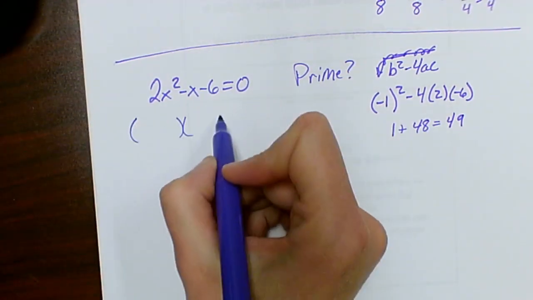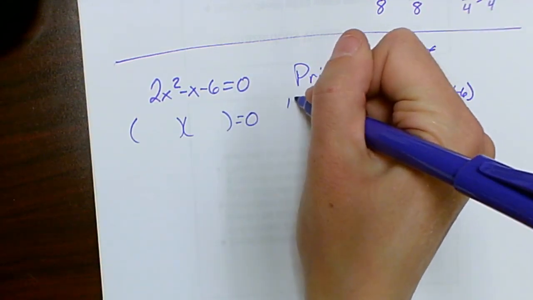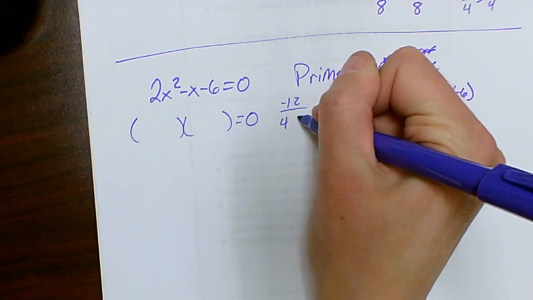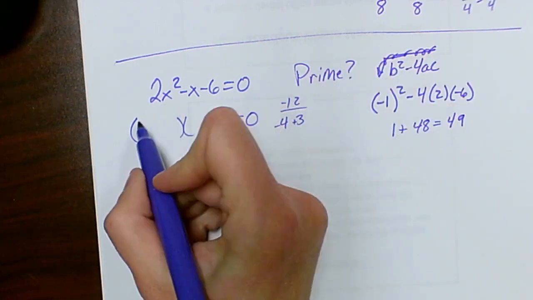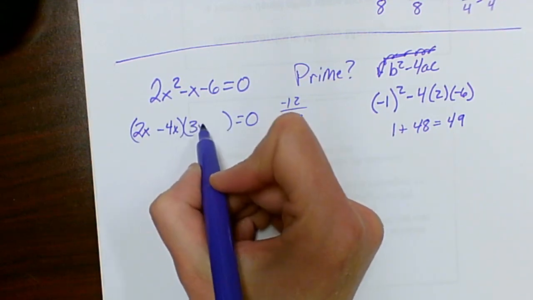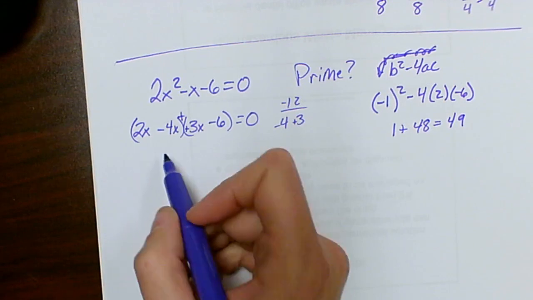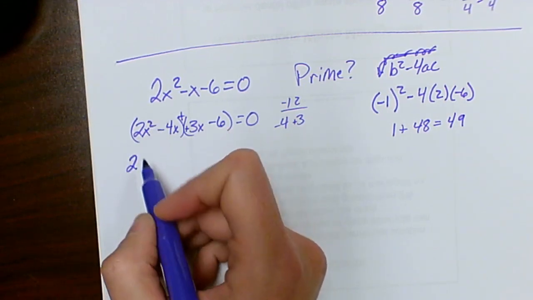So let's go ahead and find factors of negative 12 that add to negative 1. So we'll have 2x squared minus 4x plus 3x minus 6.